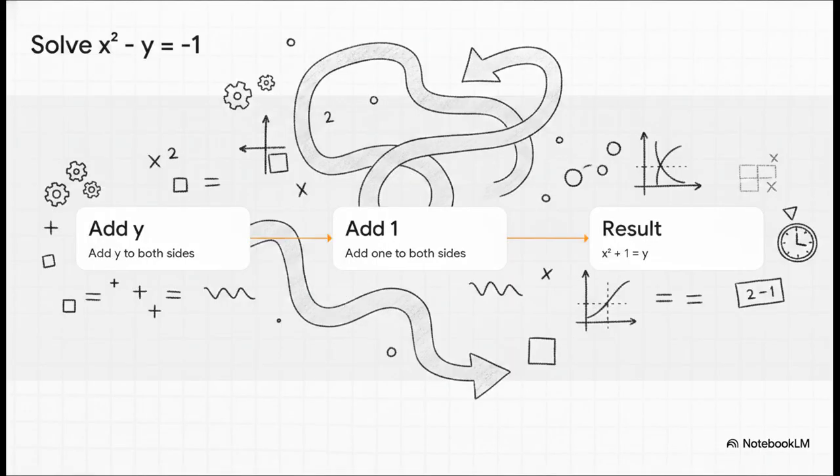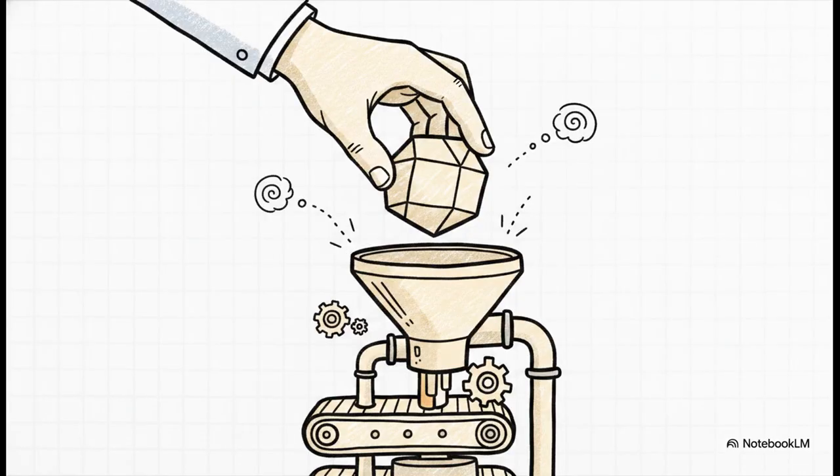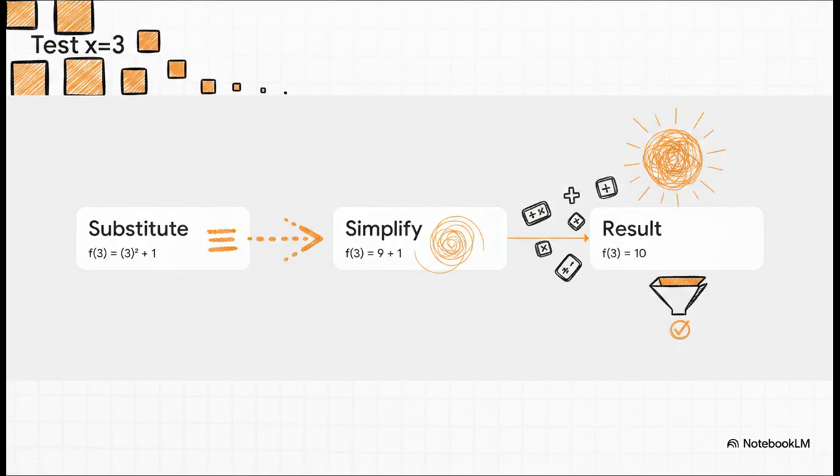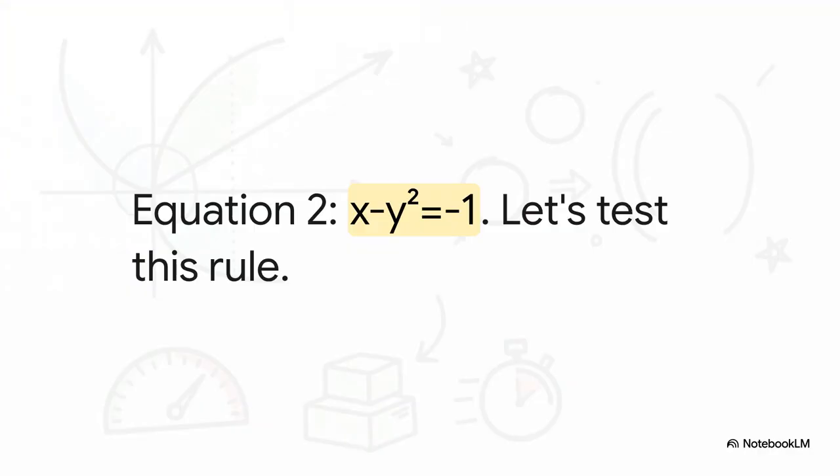We just isolate y step by step, we move things around, and boom, y equals x squared plus 1. Let's plug in the number 3 for x and see what pops out. 3 squared is 9, plus 1 is 10. We get a solid single output. It's a function. But watch what happens with this second equation.